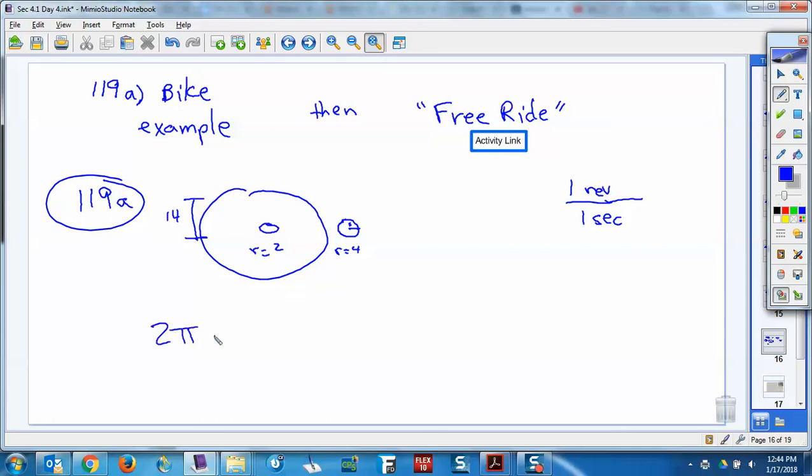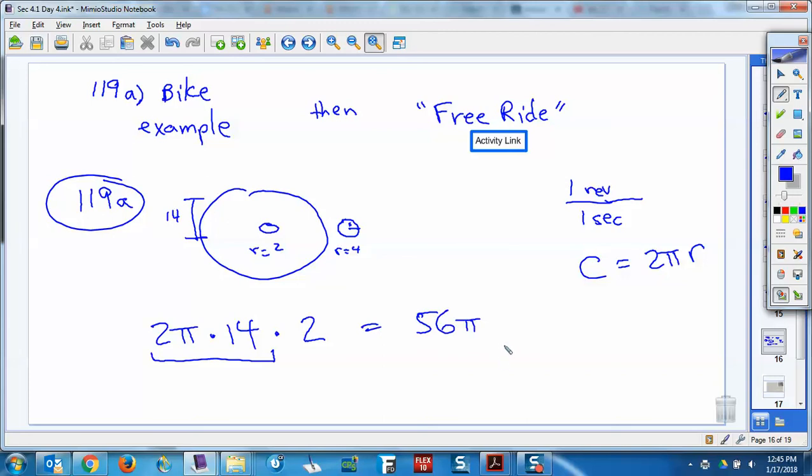2 pi times, remember circumference is 2 pi r, right? 2 pi times 14. Right? So if this sprocket goes around once, this one is going to go around twice, which means the wheel's going to go around twice, because that's what it's connected to. And if the wheel goes around twice, then it's going to be this times 2, right? Because this is the circumference of the wheel, so that's the distance around. If it goes around twice, you got to multiply that by 2. And we get what? 56 pi.